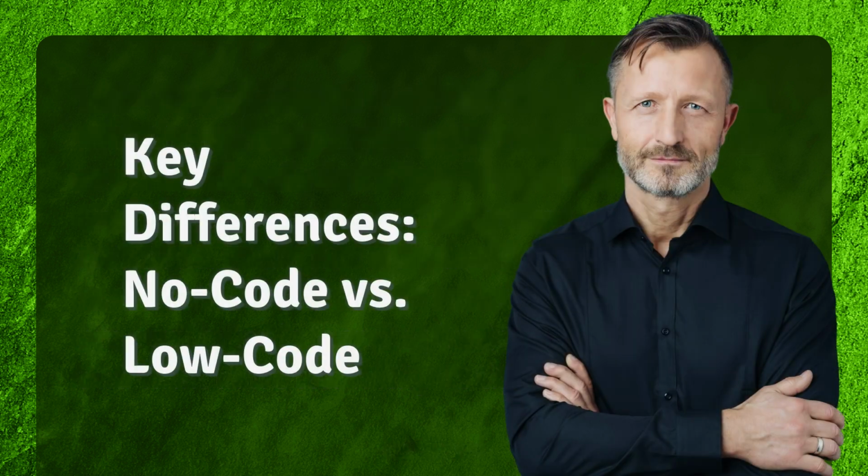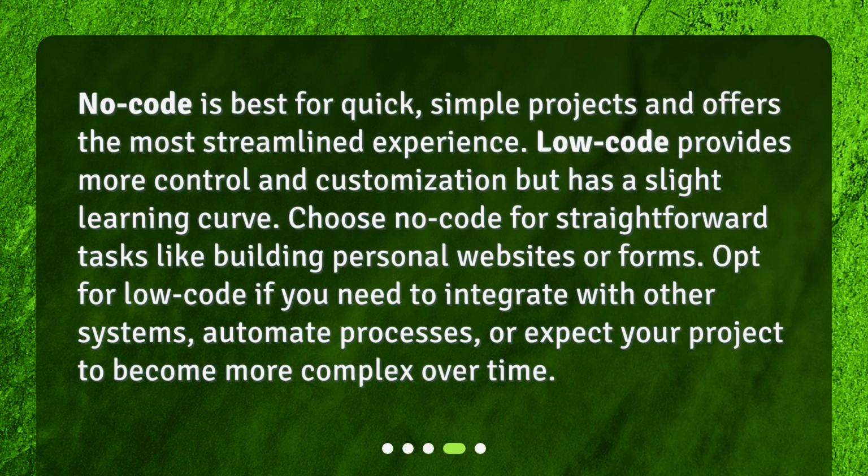Key differences: no code versus low code. No-code is best for quick, simple projects and offers the most streamlined experience. Low-code provides more control and customization but has a slight learning curve. Choose no-code for straightforward tasks like building personal websites or forms. Opt for low-code if you need to integrate with other systems, automate processes, or expect your project to become more complex over time.